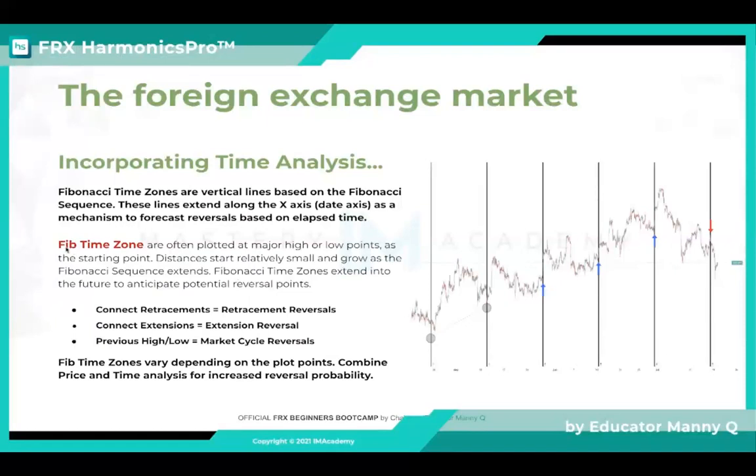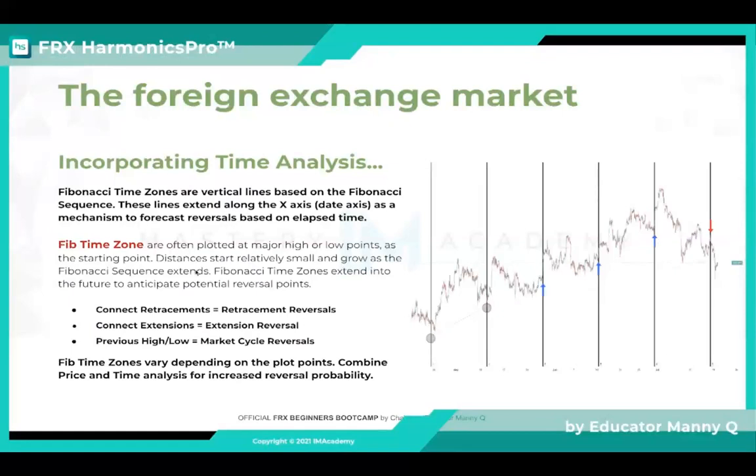Fib time zones are often plotted at major high or low points. So the biggest questions here are: when do I use Fib time zones? How do I use them? How do I plot them? They are often plotted at major high or low points as the starting point for the trend. You see here, I use two low points, this low point and this low point, to then forecast the rest of the time zones.